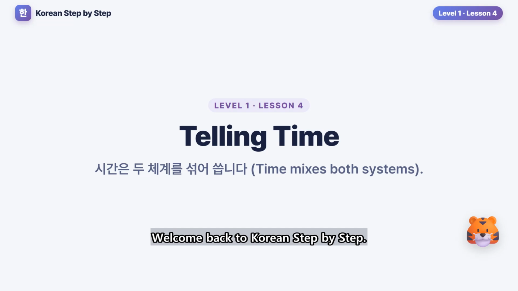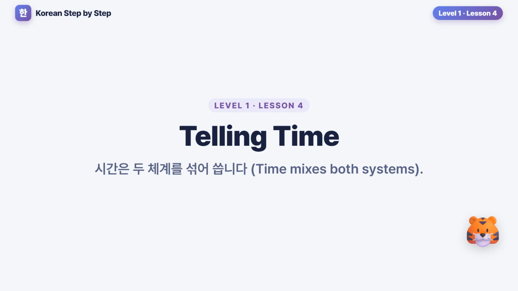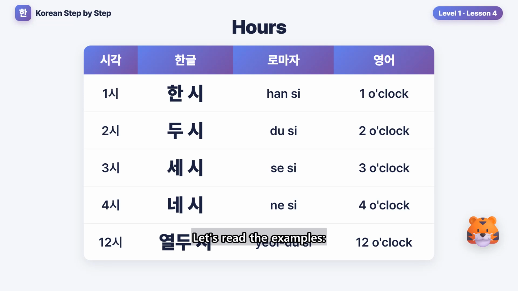Welcome back to Korean Step by Step. In this lesson, we'll cover telling time. Time mixes both number systems: hour, minute. Here's a summary table. Let's read the examples. 1시, 2시, 3시, 4시, 12시.